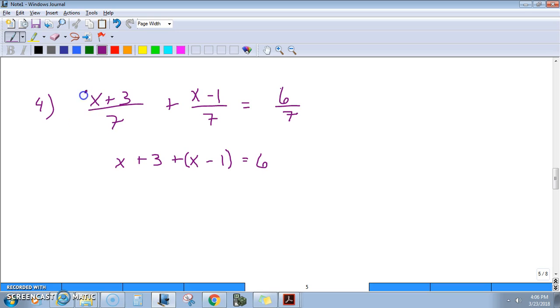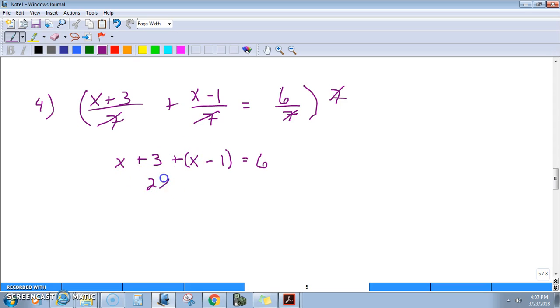Now, if you wanted to check this, you can check it by multiplying the entire equation by 7, that denominator, like we've been doing. Every single one of these will cancel out. So that's kind of what's happening behind the scenes. But if all of the denominators are the same like that, every single one, you can kind of just ignore them. So let's just combine our like terms.